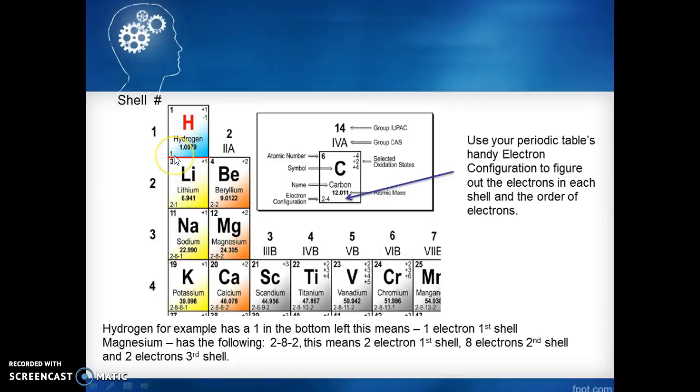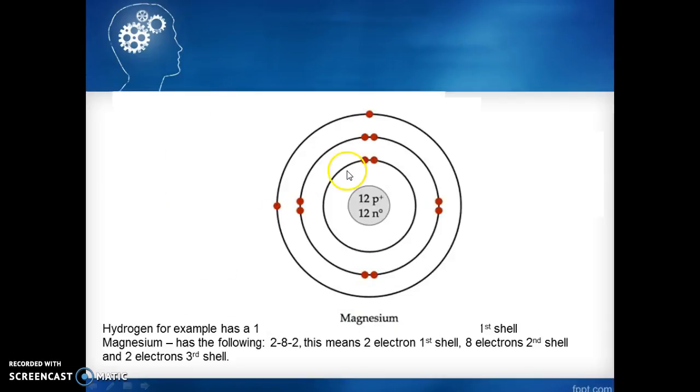Hydrogen up here, for example, has 1 in the left, which means 1 electron in its first shell. Now, if we go here to magnesium, 2-8-2 means there's 2 electrons in the first shell, 8 in the second, 2 in the last. Here's a Bohr-Rutherford diagram. 2 in the first shell, 8 in the second, and then 2 in the outer. So you'll find this electron configuration to be quite handy.